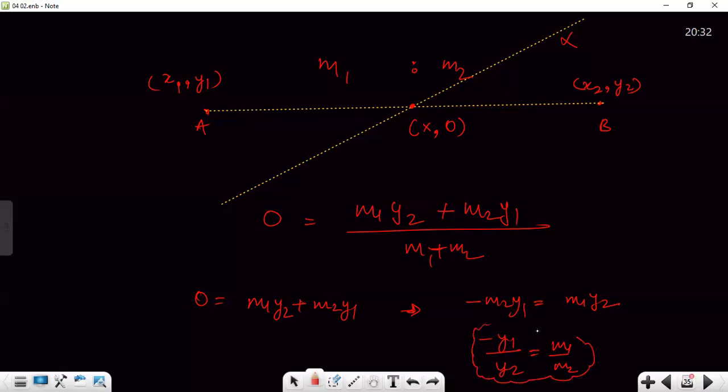Now the key point to remember: when the x-axis divides the line segment, the ratio will be in terms of y. When the y-axis divides the line segment, the ratio is going to be in terms of x, which will be minus of x1 is to x2. And when the x-axis divides the line segment, the ratio is going to be in y terms, which will be minus of y1 is to y2. I hope that is clear.